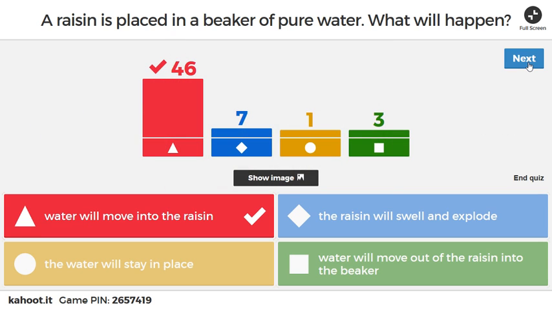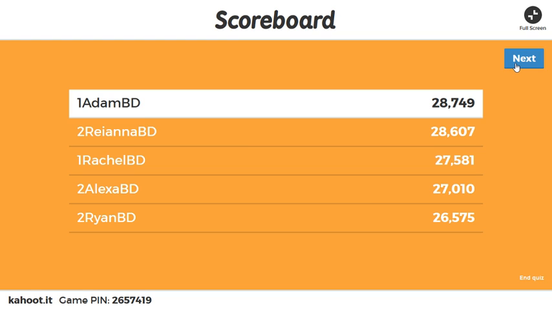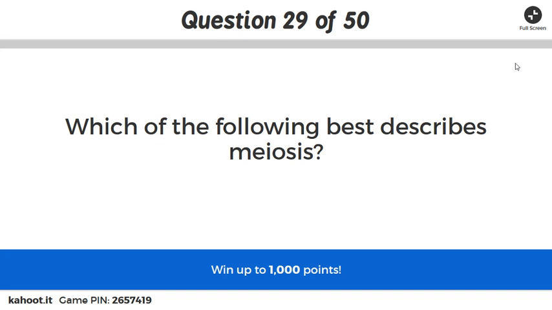Okay, and water is going to move into the raisin. It moves from an area of high concentration to an area of low concentration. And since there's less water in the raisin and more water in the beaker, it's going to move from an area of high to low. All right, let's move on. We see first and second periods still dominating the board.